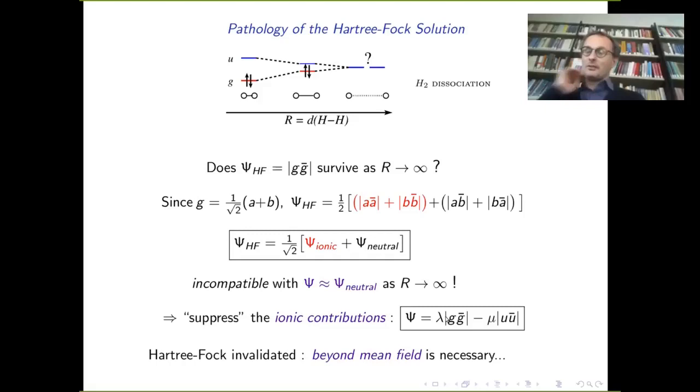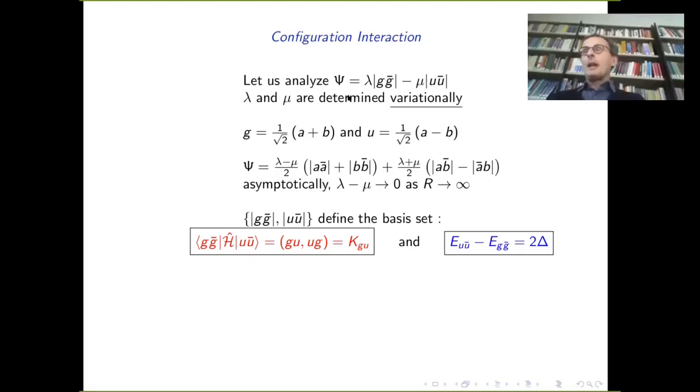So we have to go beyond mean field. And that's what we're very much concerned about today. Okay, so that's the so-called configuration interaction. We have to go way beyond a single configuration.